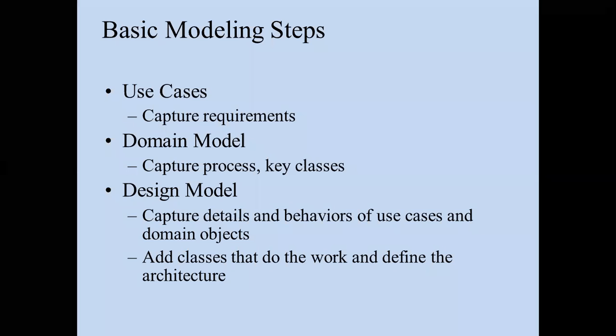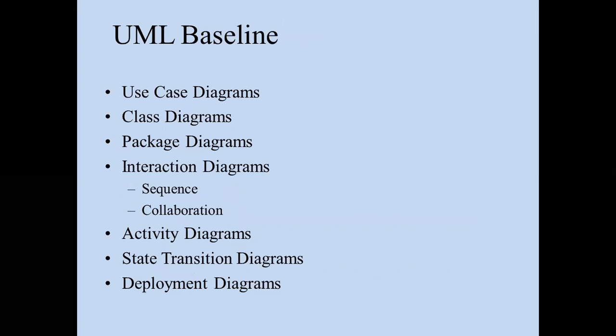Then the design model. In this, we are going to capture the details and behaviors of use cases and domain objects, how the system is going to behave. Then we are going to add the classes that do the work and define the architecture for the system. These are some modeling steps for diagrams. Here you can see the UML baseline. In yesterday's session, we have seen the types of diagrams and some examples.